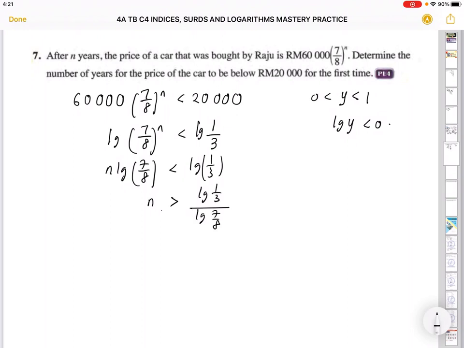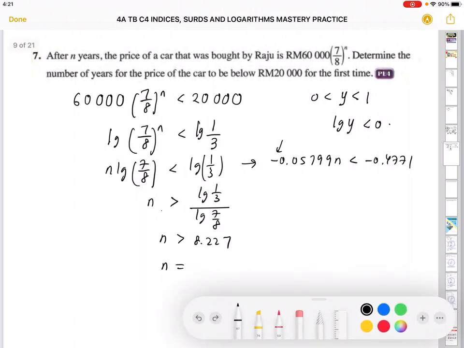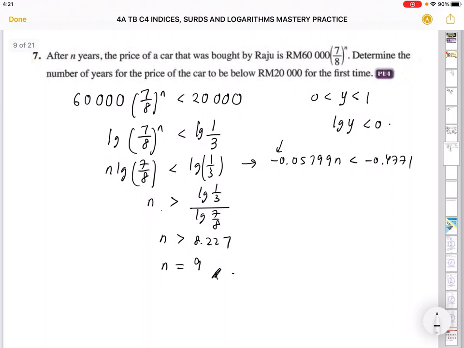Now, if you're unsure about this, it's okay. You can just type in a calculator log 7/8, and you may want to write this down, negative 0.05799 with the n, and let's take log 1/3. You should get negative 0.4771. Now you notice that there's a negative here, so when you divide, the sign has to change. So your n is now greater than 8.227. So the number of years should be what? Oh, not 8. It should be 9. More than 8.227. Answer n is 9.